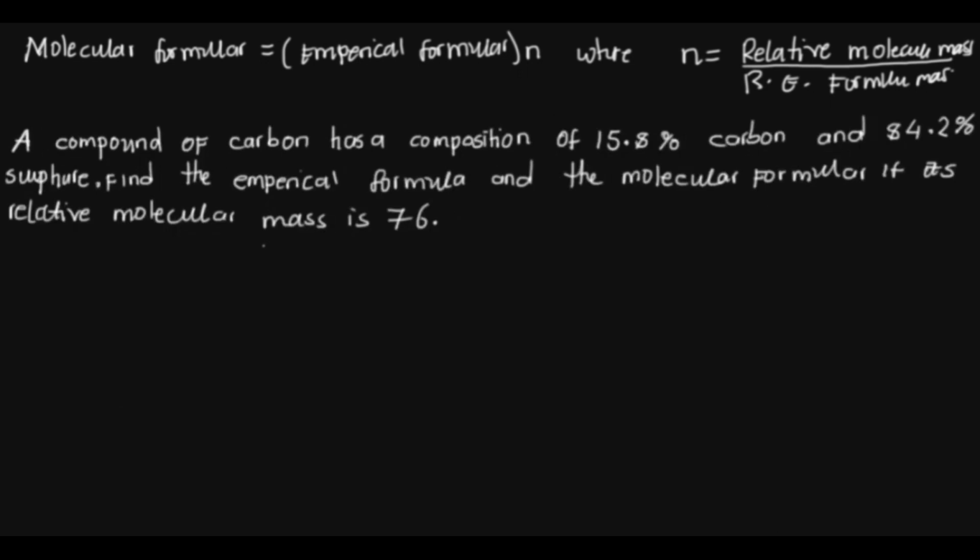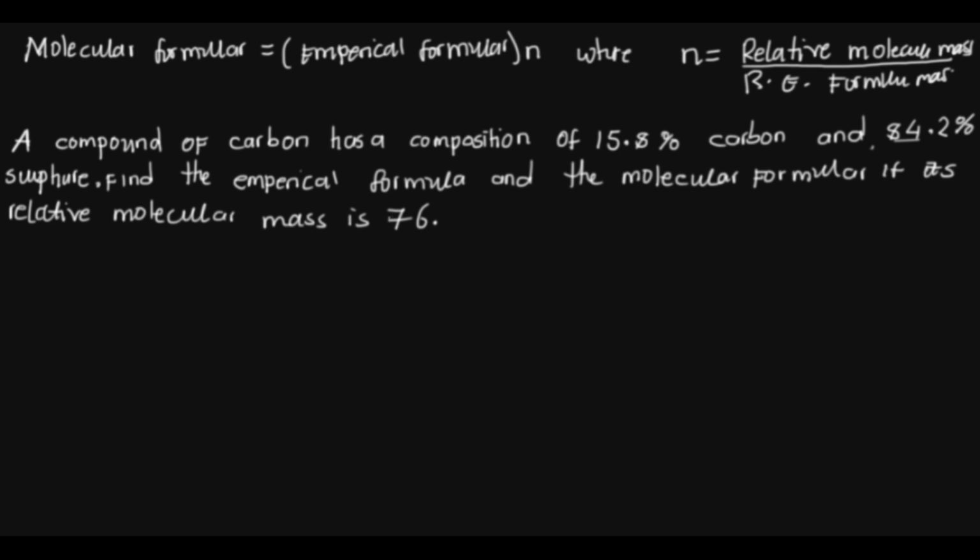Now we have the question: a compound of carbon has a composition of 15.8% carbon and 84.2% sulfur. Find the empirical formula and the molecular formula if its relative molecular mass is 76. So we have two questions here. The first question, we are going to find the empirical formula. Then the second one, we need to look at the molecular formula.